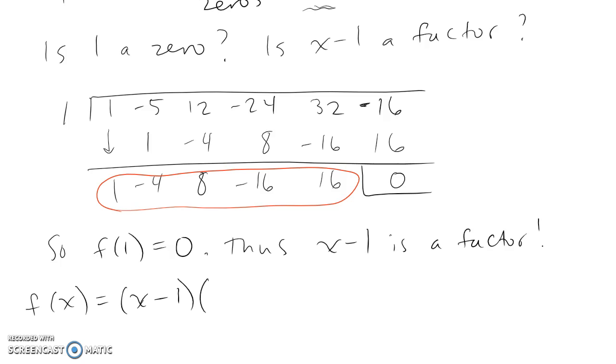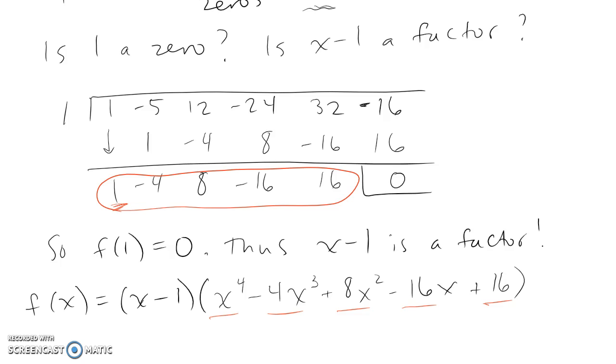We also get the new coefficients of the other factors. So this 1 here is going to be a new coefficient of the next factor, which is going to be 1 degree less than what we started with. So I'm going to get 1x to the 4th, or x to the 4th, minus 4x cubed plus 8x squared minus 16x plus 16. So notice that the coefficients that I circled in red are all the coefficients of these terms: 1, negative 4, 8, negative 16, 16.